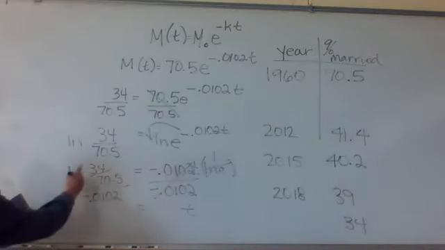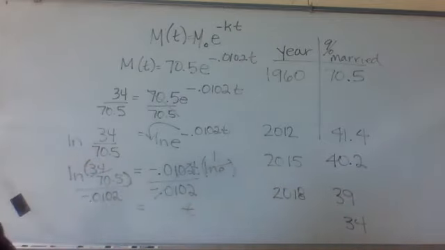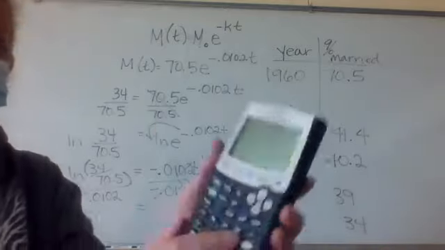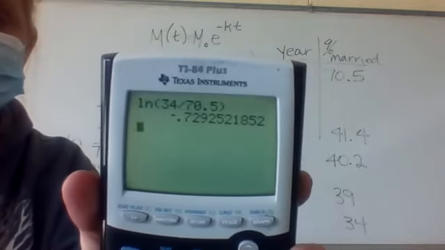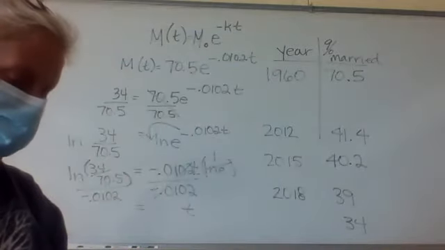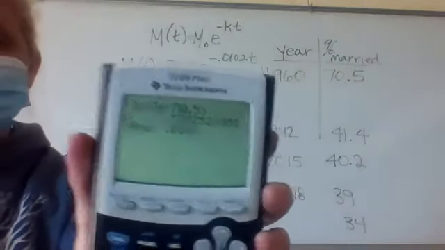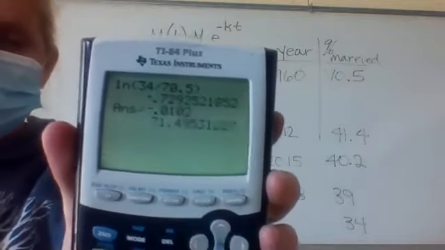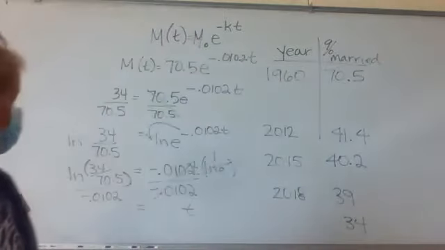This all needs to go in your calculator. Now remember to close out your ln after that 70.5. So I've got ln 34 divided by 70.5. That's where you're going to close. Go ahead and hit enter. Now divide that answer by your denominator, which is negative 0.0102. And it wants us to round to the nearest whole number. So 71.4 would be just what?